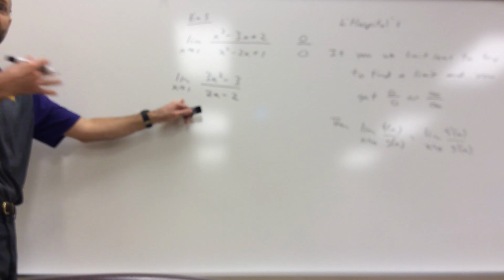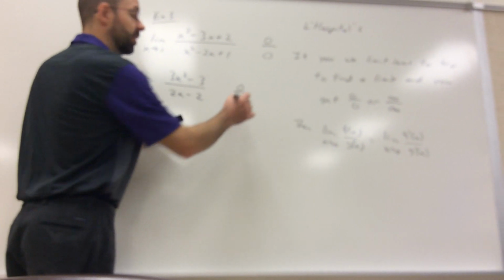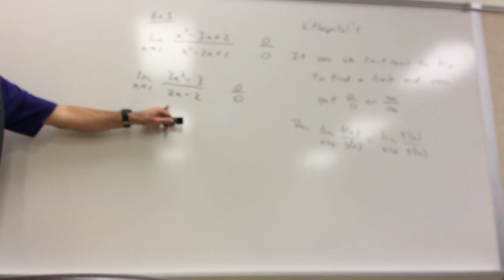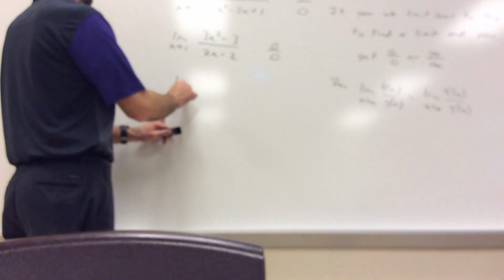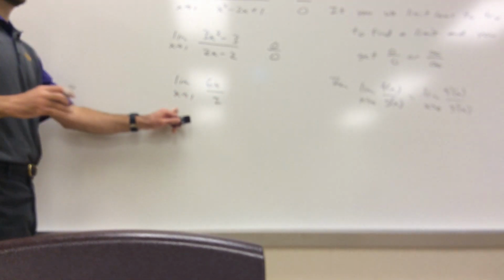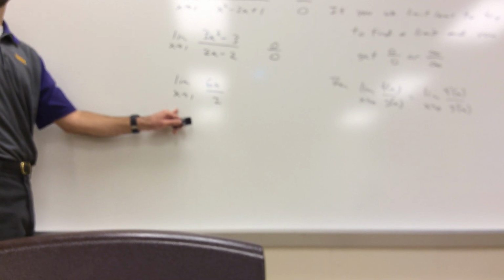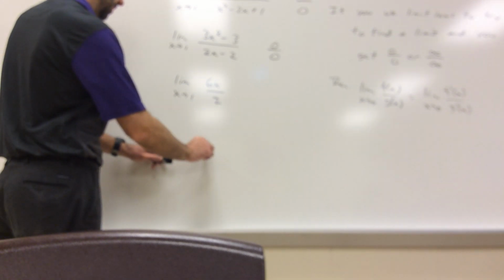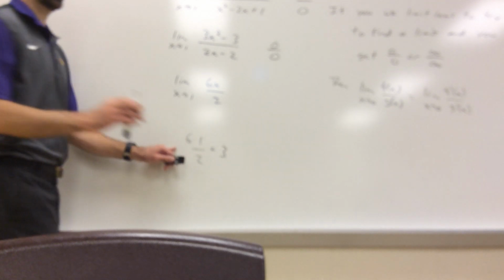But then I do try limit laws on that, and I get 0 over 0 again, right? But that's okay. Even though I still don't know anything, I can use L'Hopital's rule again. So then that's the same as the limit as x goes to 1 of 6x over 2. And now limit laws will work on this. The limit of 2 is 2, the limit of 6 is 6, the limit of x is 1. So the final answer to the limit is 3.